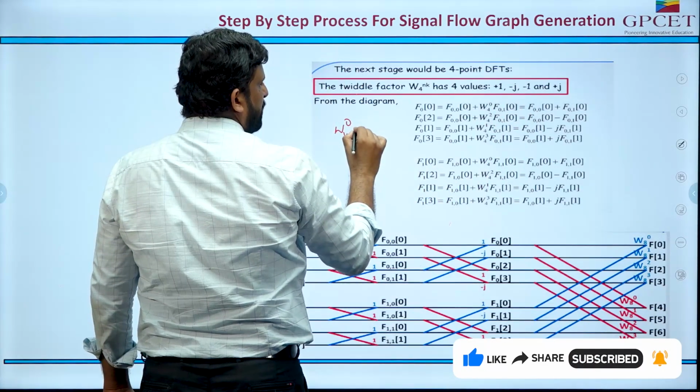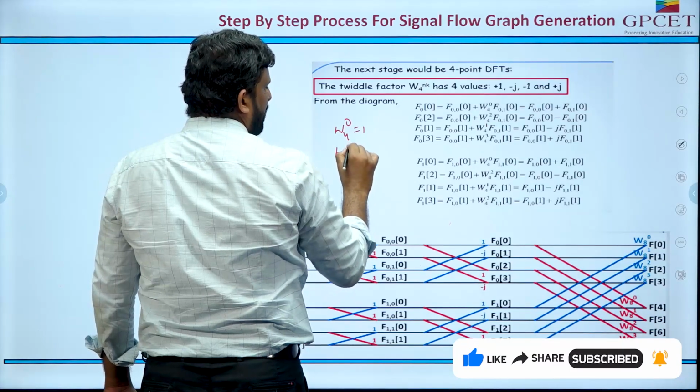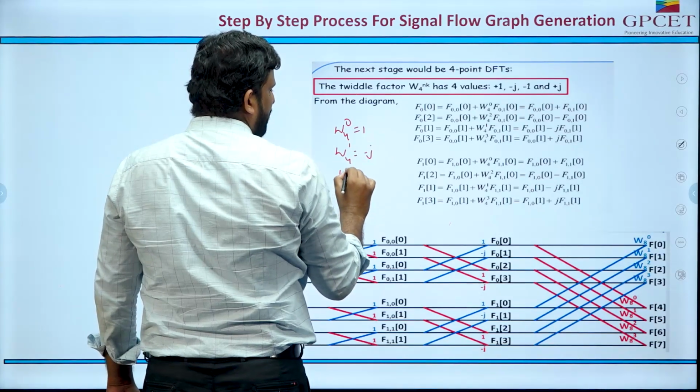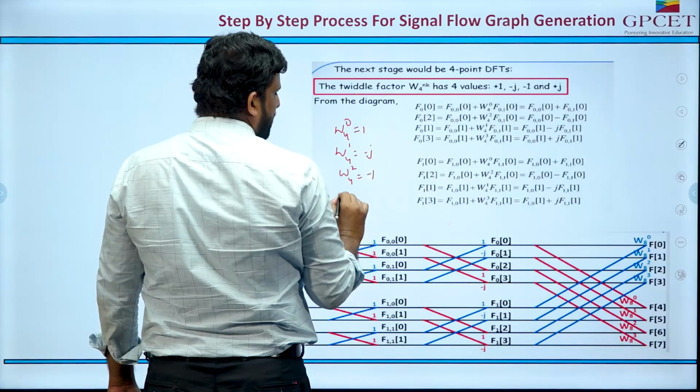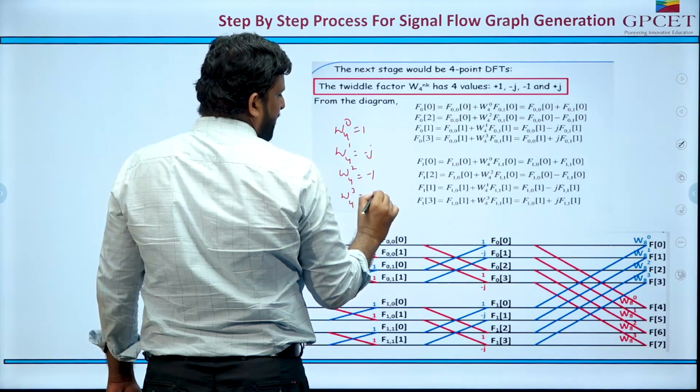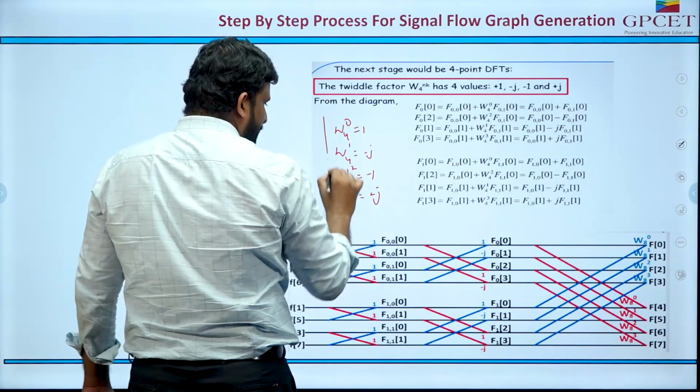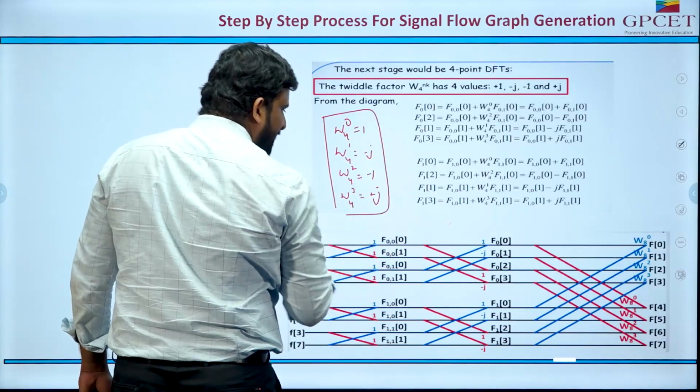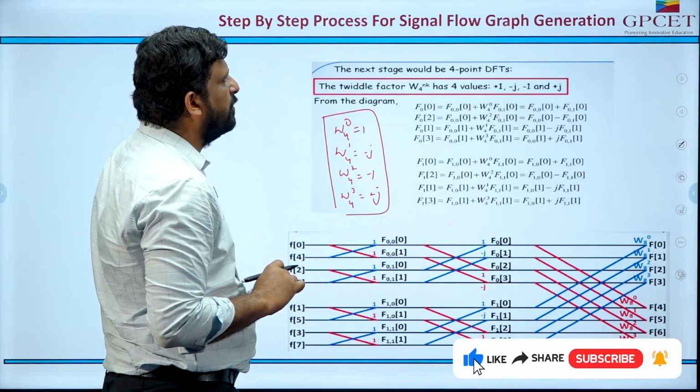W4 to the power of 0 is equal to 1, W4 to the power of 1 is equal to minus j, W4 to the power of 2 is equal to minus 1, and W4 to the power of 3 is equal to plus j. So these are the fixed values for the butterfly diagram if N is equal to 4.